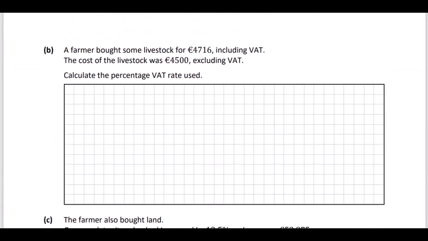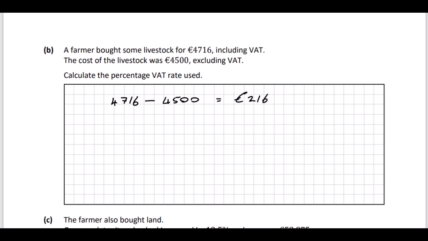Part B, a farmer bought some livestock for 4,716 euros including VAT. The cost of the livestock was 4,500 excluding VAT. Calculate the percentage of VAT. So really what you've got to do here is take the 4,716, you've got to subtract the 4,500. That will give you the amount of VAT that he actually paid. In this case it's 216 euros.